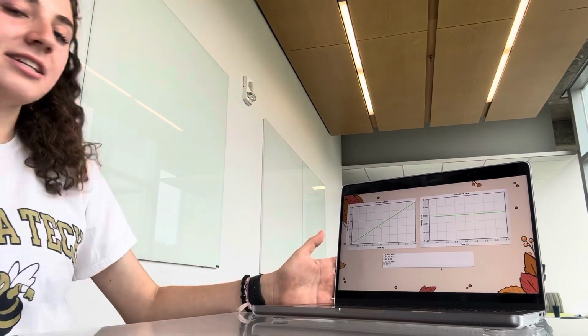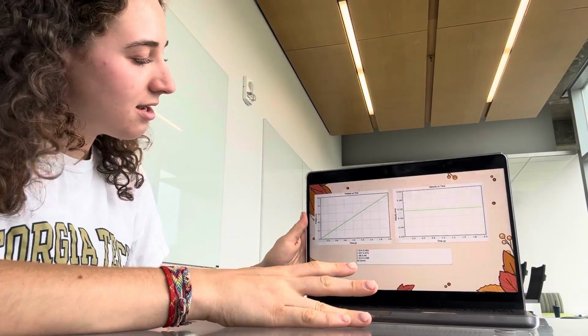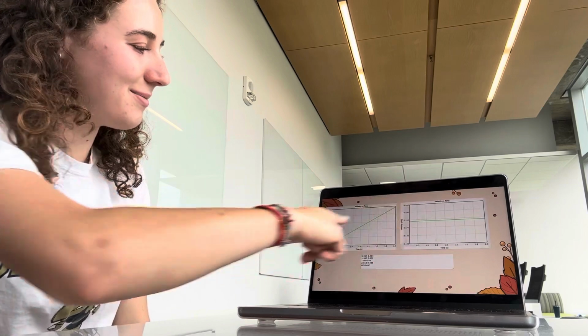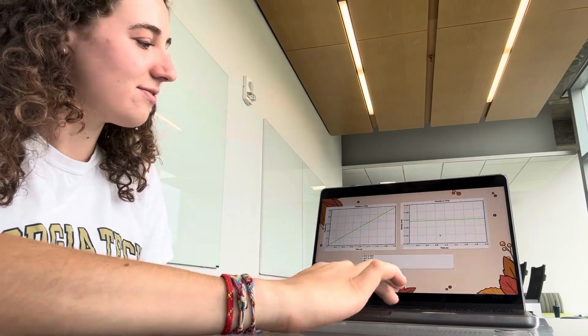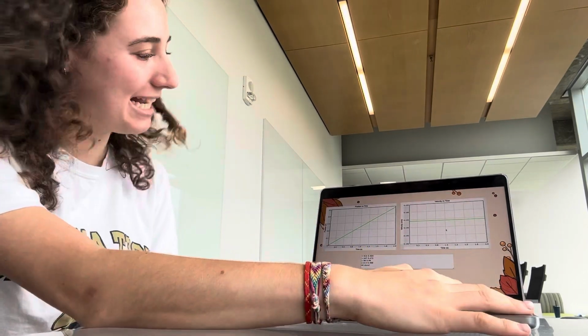So, as you can see here, after the virtual one ran, there was the position versus time graph, and then the constant velocity, and we'll get more into that later.